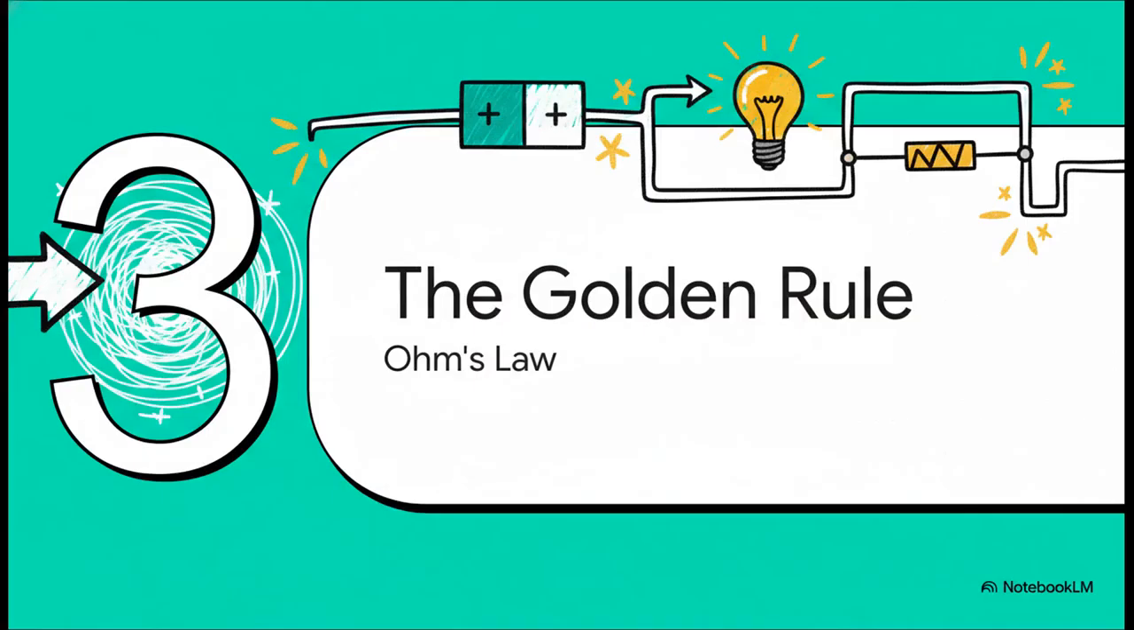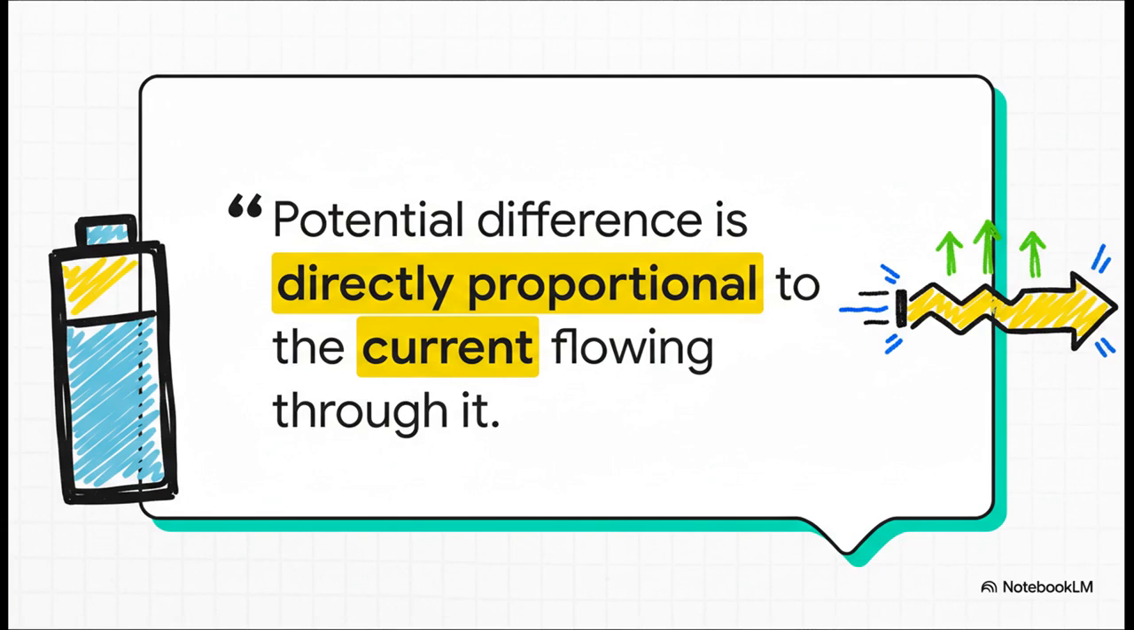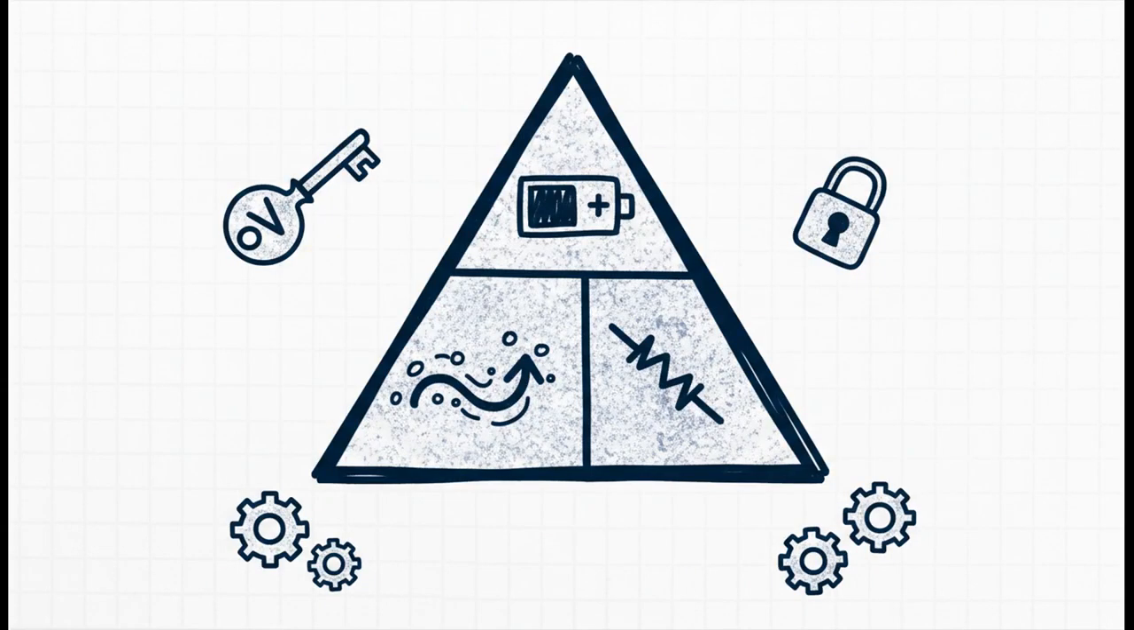Okay, we've got the push, voltage. We've got the flow, current. And we've got the obstacle, resistance. Now it's time for the master blueprint, the golden rule that connects them all together. Now, I know the official definition sounds a little dense, but the idea behind it is incredibly simple. All it's saying is that the bigger the push, the voltage, the bigger the flow, or the current. It's a direct relationship. You double the push, you double the flow, as long as that obstacle, the resistance, doesn't change. And it all comes down to this one beautiful, simple equation, V equals I times R.